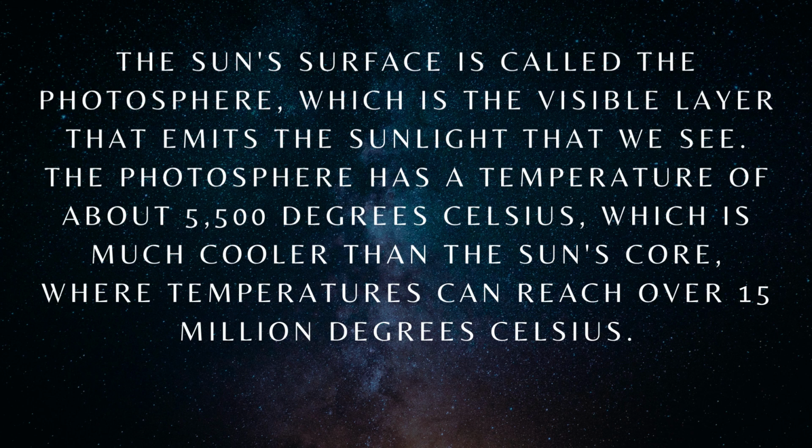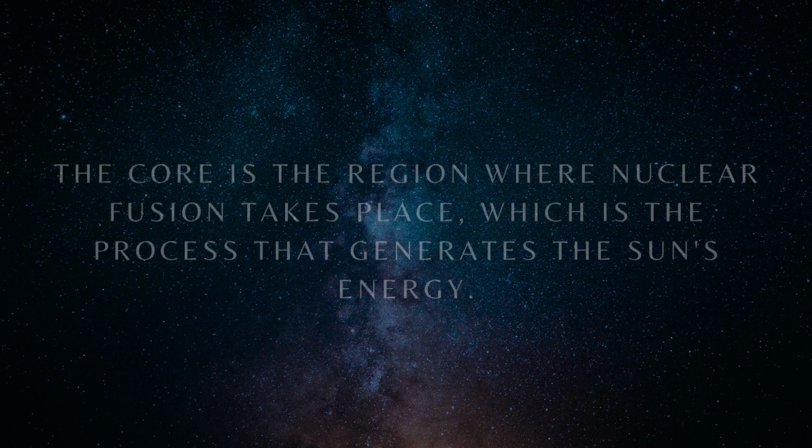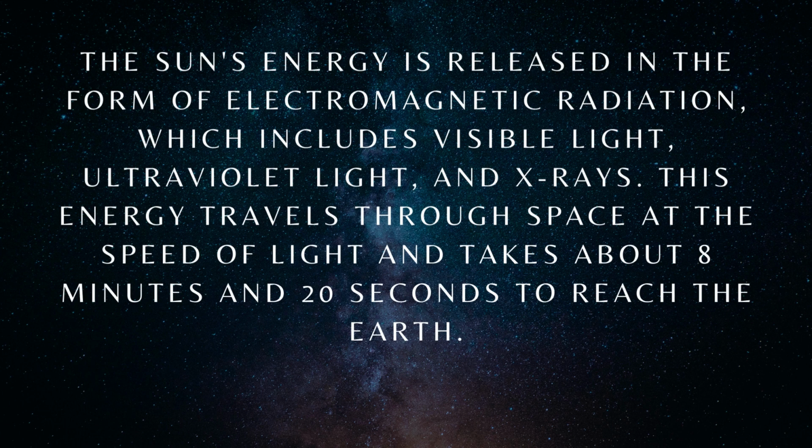The photosphere has a temperature of about 5,500 degrees Celsius, which is much cooler than the Sun's core, where temperatures can reach over 15 million degrees Celsius. The core is the region where nuclear fusion takes place, which is the process that generates the Sun's energy. The Sun's energy is released in the form of electromagnetic radiation, which includes visible light, ultraviolet light, and X-rays.